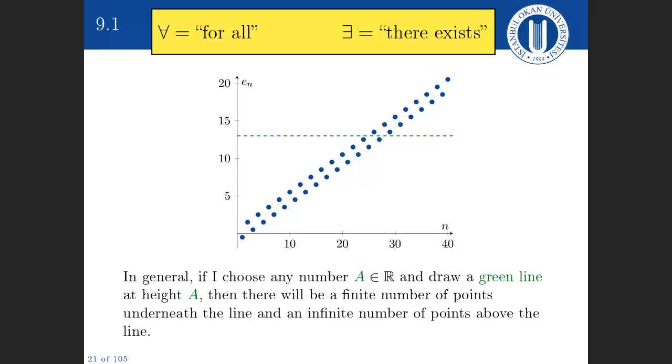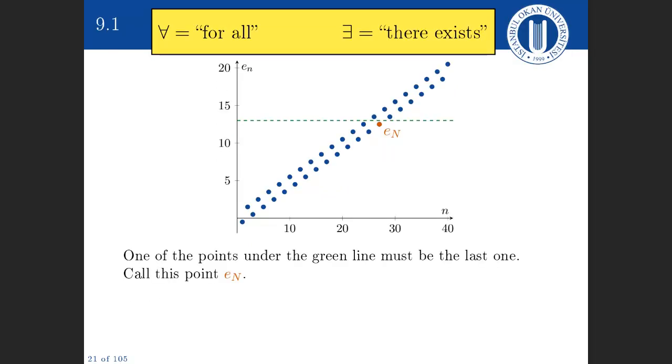Let's zoom out a little bit. Again, this is the function e_n. Let's suppose we choose any number, capital A, and we draw a green line at height capital A. Then there's going to be a finite number of points underneath the line and an infinite number of points above the line. One of the points underneath the green line is going to be the last one. I'm going to call this last one e_N, and I've colored this in orange in the graph.